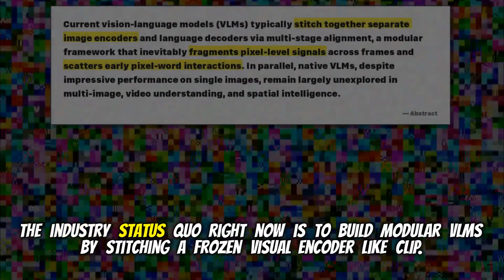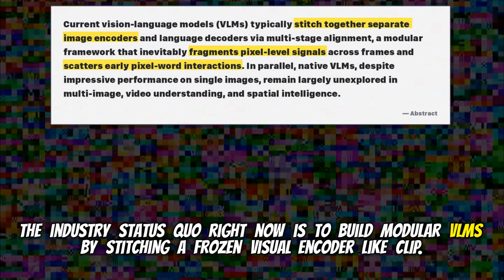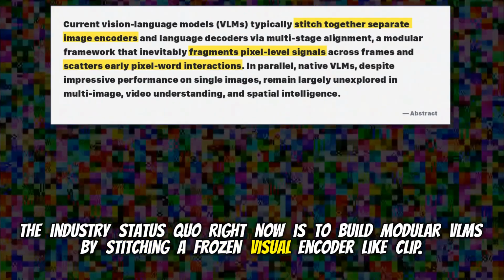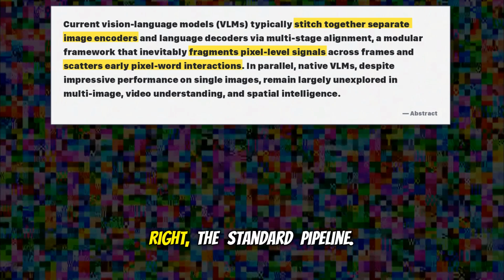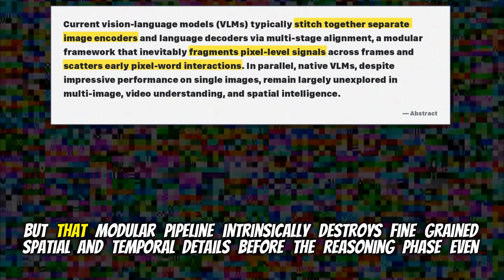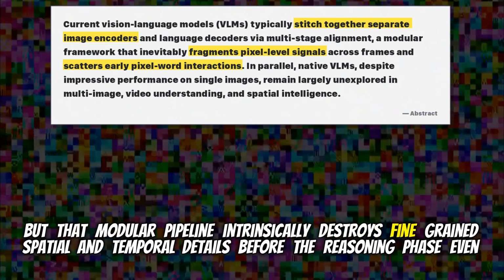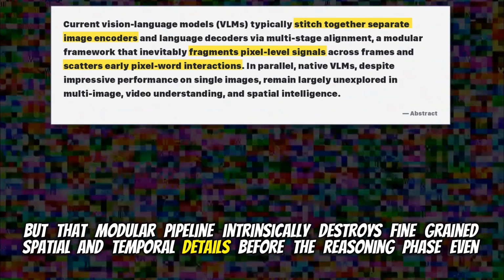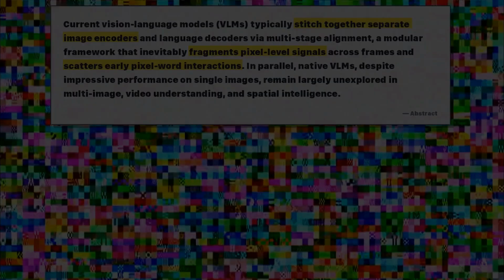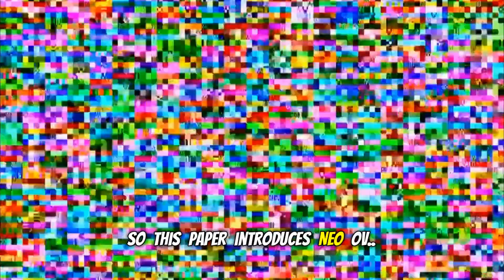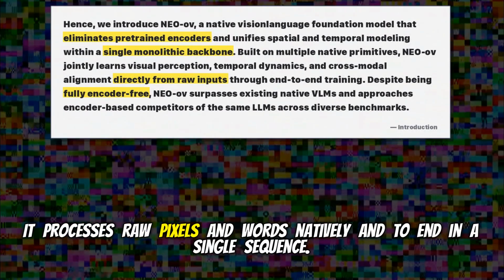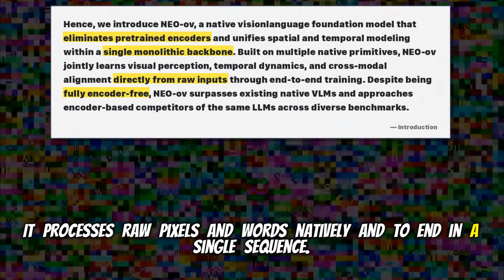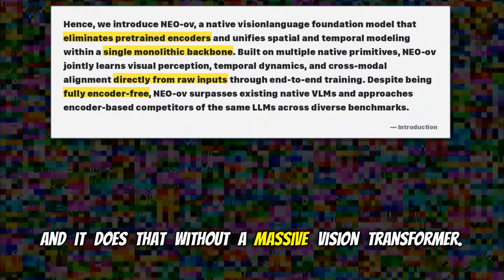The industry status quo right now is to build modular VLMs by stitching a frozen visual encoder, like CLIP, to an LLM using an adapter. Right, the standard pipeline. Exactly. But that modular pipeline intrinsically destroys fine-grained spatial and temporal details before the reasoning phase even begins. So this paper introduces NEOOV, which stands for Native One Vision. Right. It is an encoder-free, monolithic foundation model. It processes raw pixels and words natively, end-to-end, in a single sequence. And it does that without a massive vision transformer.